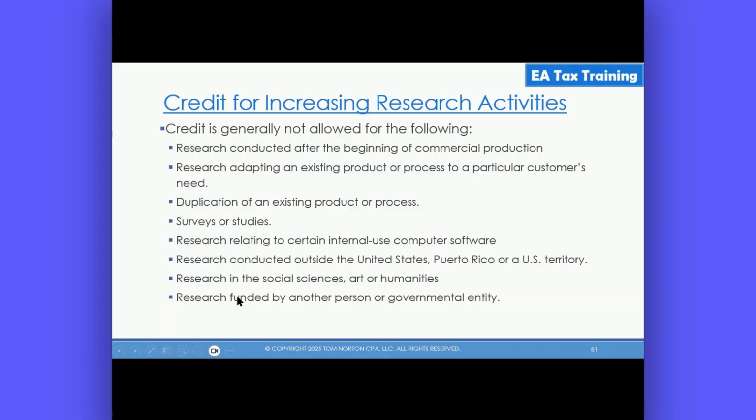Research in the social sciences, art, or humanities. Again, it has to be technology. And research funded by another person or governmental entity. So if somebody else is paying for the research, then you cannot take a credit for it.